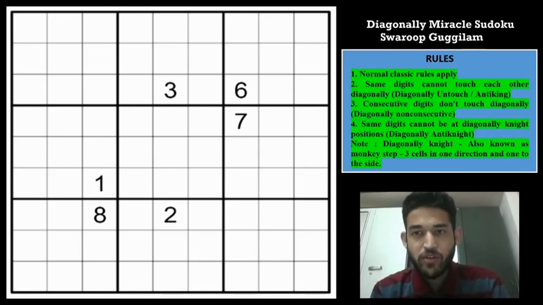Today we will be solving a Sudoku called Diagonally Miracle. This was created by Swaroop Gugilam and it was posted on his blog Get Set Go.